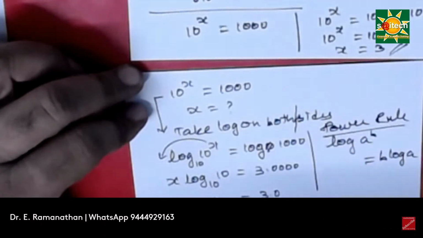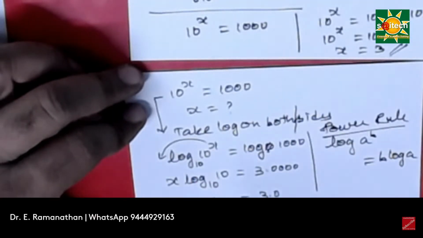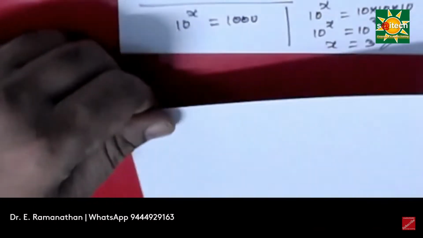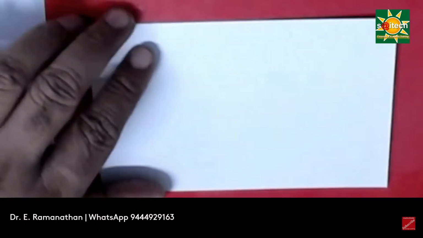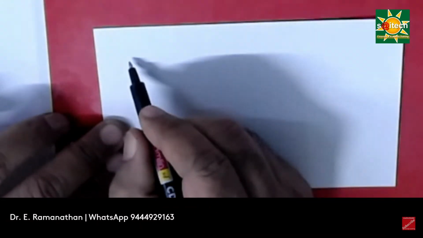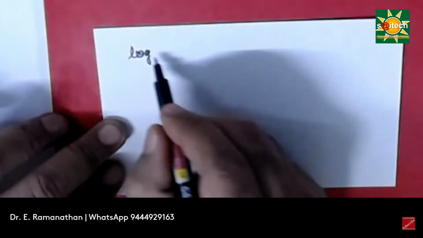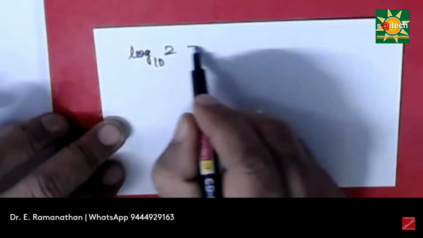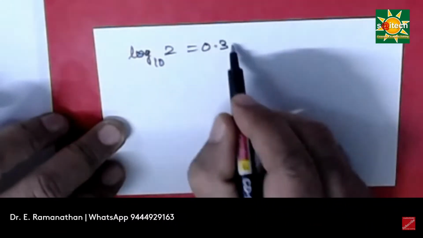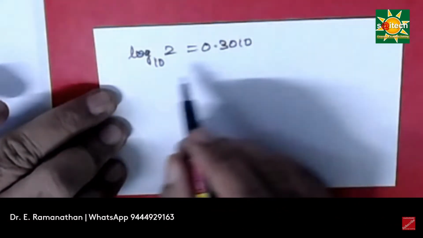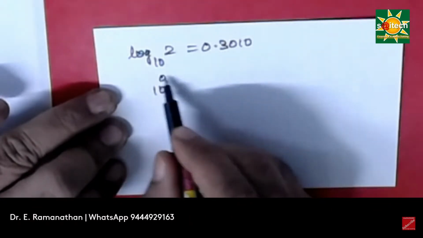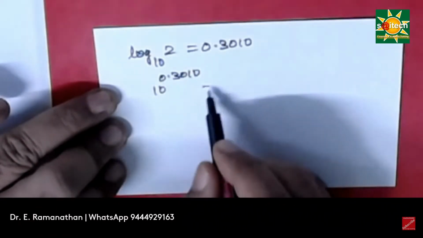Okay, now let me explain how we are able to get the value of log 2. Okay, right. Now listen. Similarly, let us consider log 2 to the base 10 is equal to 0.3010. Okay. So what does it indicate? This is nothing but 10 power 0.3010 is equal to 2.